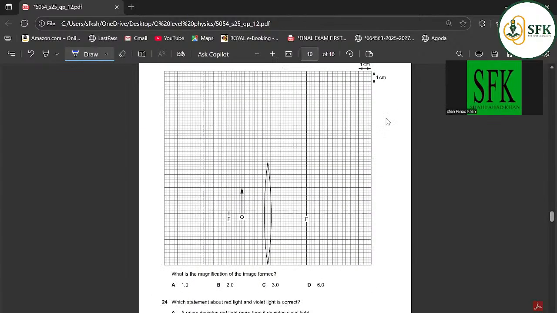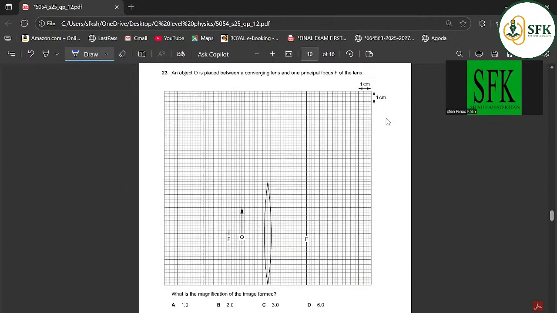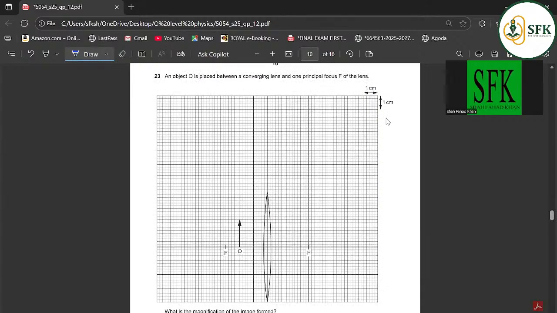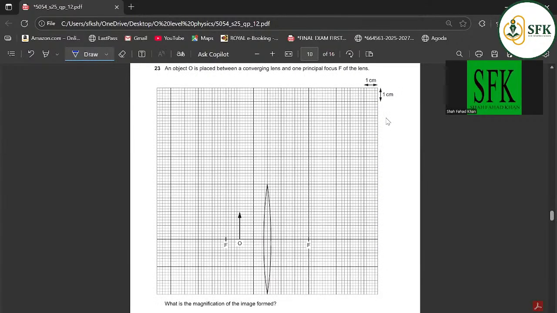23, what is the magnification of the image formed? So this is a bit difficult for me to draw on the paper right now without a ruler and stuff. Let's see. Well, it's over here. It's beyond. It's inside F.